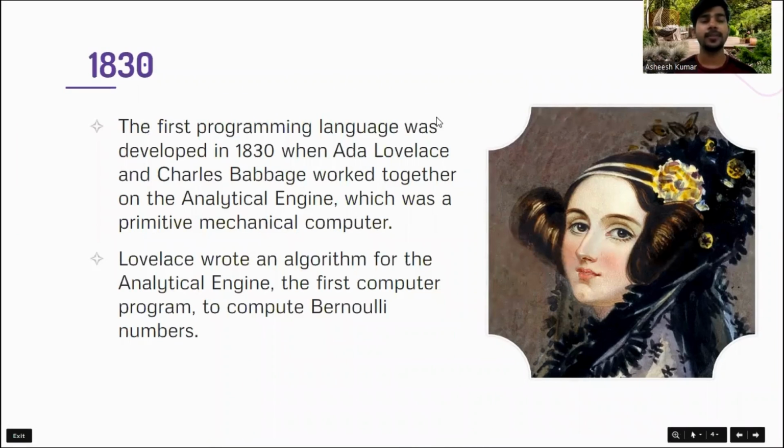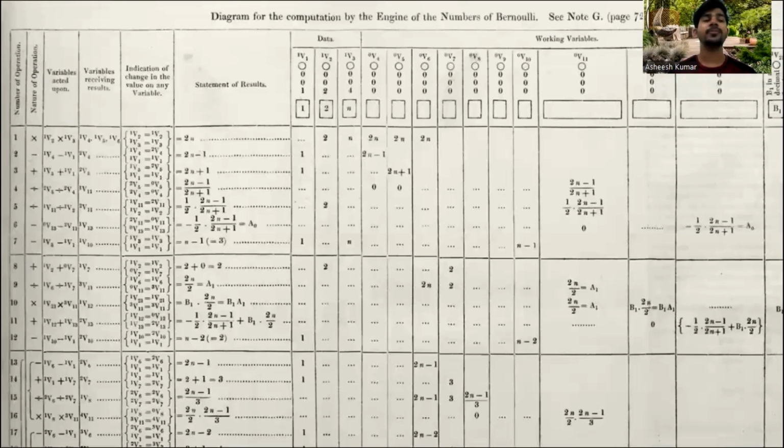In 1813, the first programming language was developed when Ada Lovelace and Charles Babbage worked together on the analytical engine, which was a primitive mechanical computer. Lovelace wrote an algorithm for the analytical engine, the first computer program to compute Bernoulli's numbers. So Ada Lovelace wrote a program that generates a Bernoulli series. There is a sequence of code that generates a Bernoulli series.